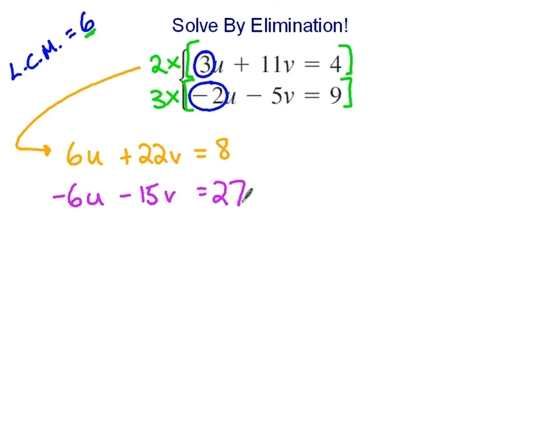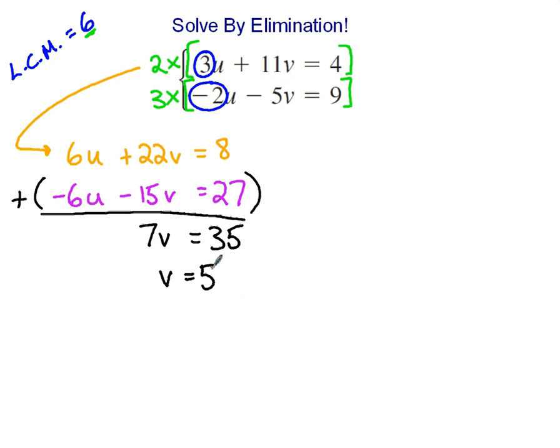Okay, so now we're ready. Now we've set it up in such a way that when we add these equations, you can see what's going to happen is those u's are going to vanish for us. That's what we want. Okay, 6u minus 6u is nothing. 22v minus 15v, that's going to leave us with 7v. And on the other side, we have 8 and -27. That's going to be negative 8 plus 27. That's going to be positive 35. Sorry. Positive 35. Okay. And so therefore, we have v equals 5. Bingo. Halfway done our problem already.